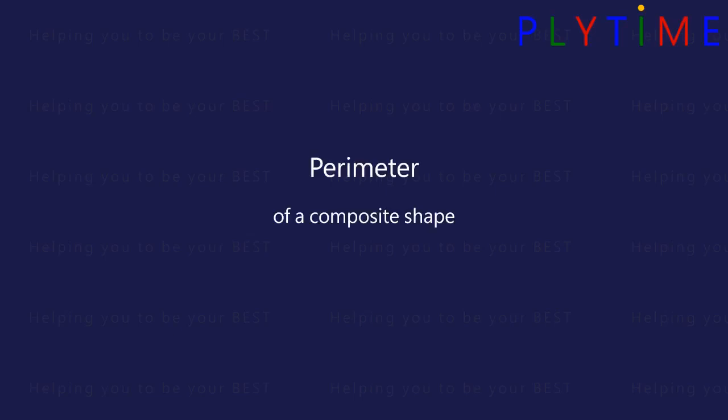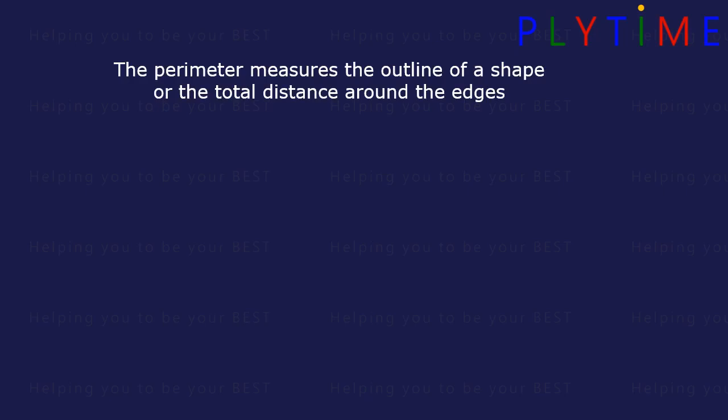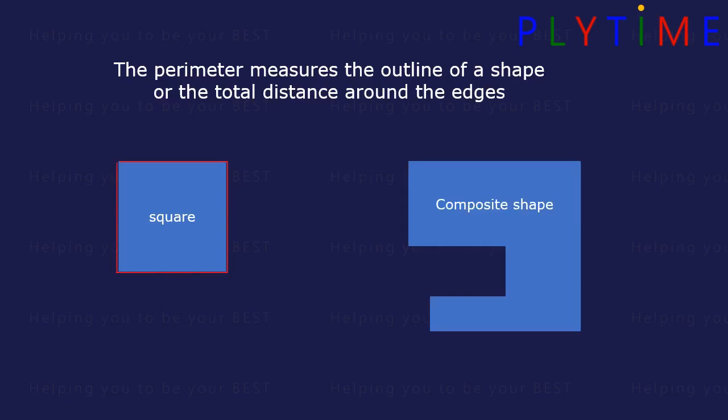Perimeter of a composite shape. The perimeter measures the outline of a shape or the total distance around the edges. A square, it's all the way round the outside. A composite shape, again it's all the way round the outside, every edge.